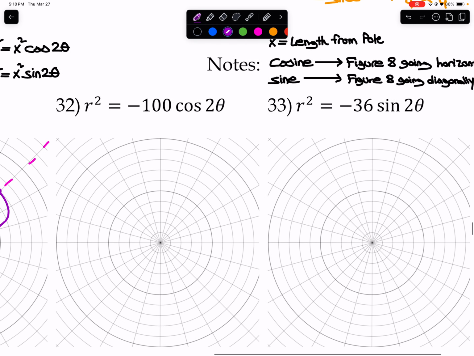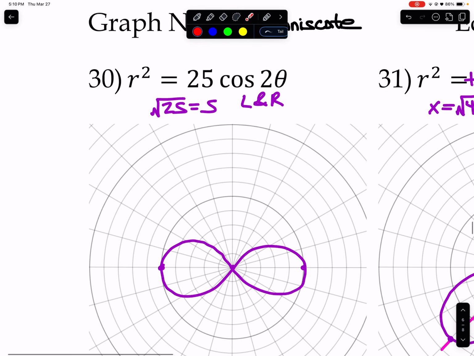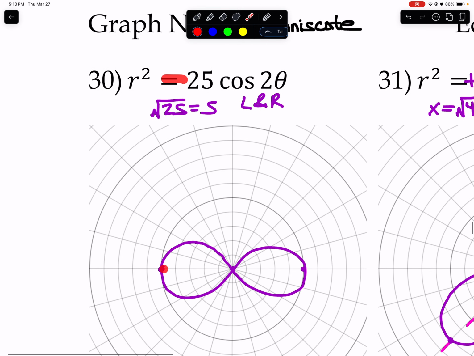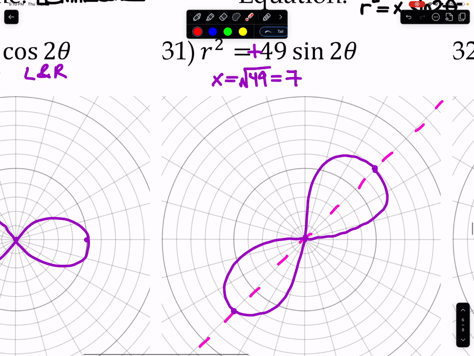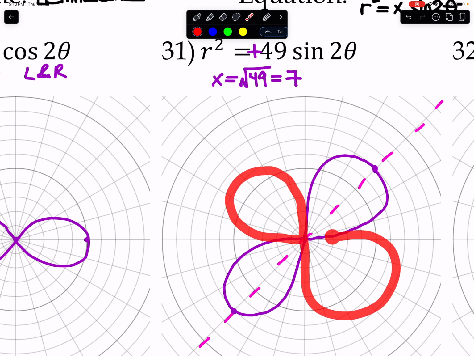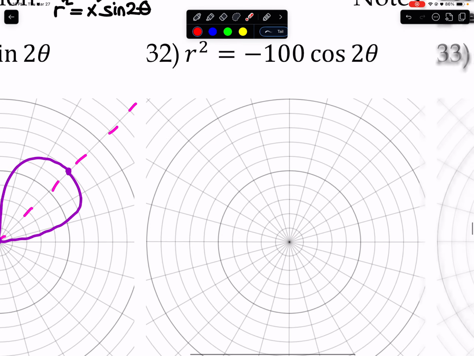Now looking over here, notice how these are going to have reflections since we make them negative. If I look back at my cosine equation, if I were to make this negative, it means this top half would then reflect down. But if you notice, if I reflect a cosine one, it's just going to be the same shape. But if I were to reflect the sine one, that's why this one's now going to go like this, and it's almost going to look like a rose.